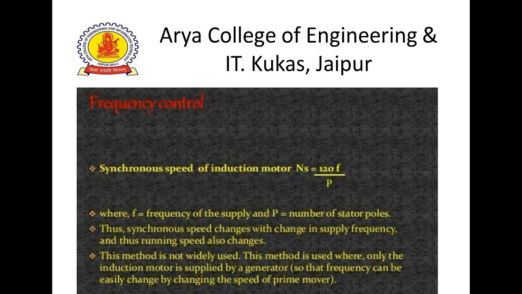In frequency control, the synchronous speed of the induction motor Ns is equal to 120 f upon P, where f is the frequency of the supply and P is the number of stator poles. Synchronous speed changes with change in supply frequency and running speed also changes. This method is used where the induction motor is supplied by a generator.